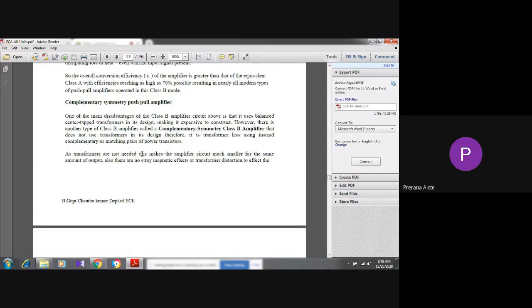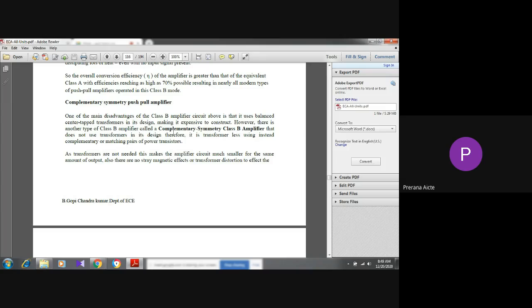Complementary symmetry. Complementary symmetry means here we use two different transistors: one is an NPN transistor, another one is a PNP transistor. One of the main disadvantages of class B amplifiers is the balanced center tap transformer design, making it expensive to construct. So that is a disadvantage.